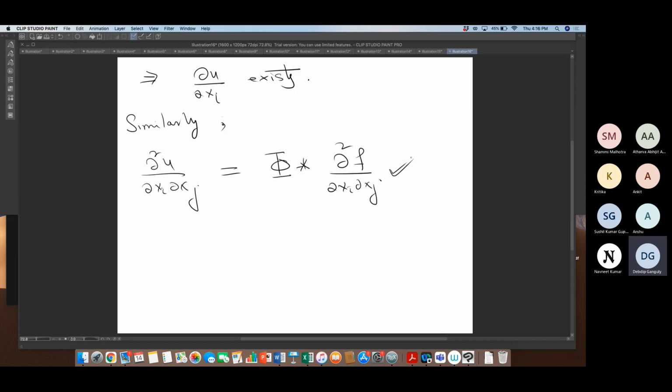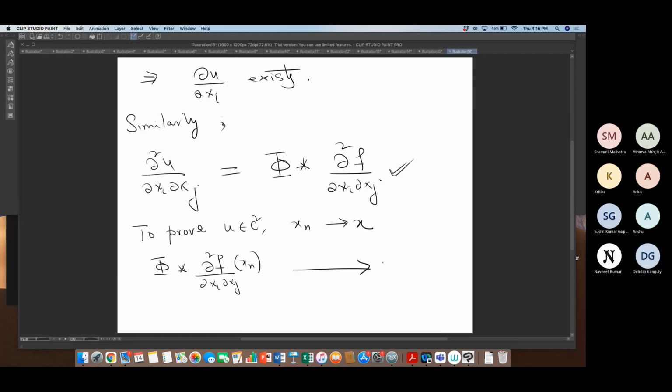Now, all del xi del xj exist, all del xi exist, so the double derivative exists. Now what do I have to prove? To prove u is in C2, the double derivatives must be continuous. Consider a sequence xn converging to x. Then phi convolution del square f by del xi del xj at xn converges to phi convolution del square f by del xi del xj at x.